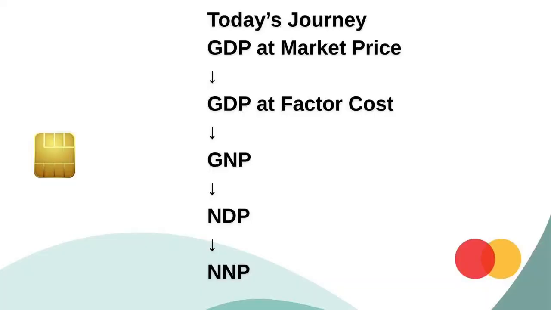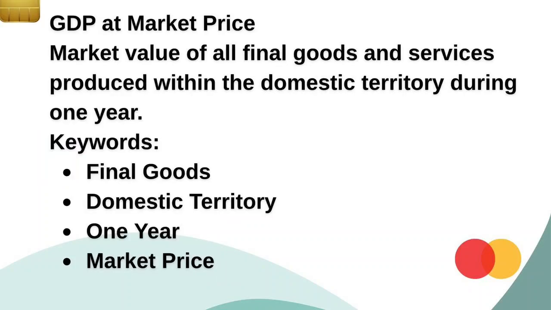Don't try to memorize these terms separately. Think of them as one family. We will begin with GDP and then gradually move to GNP, NDP and NNP by making small changes step by step. Let's break this definition into simple parts.